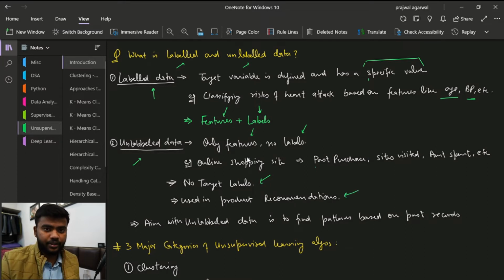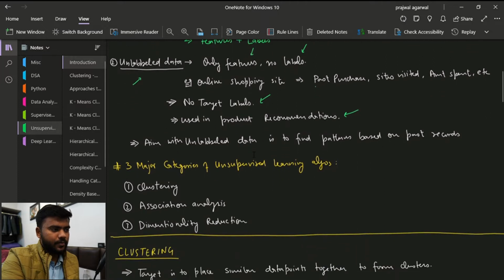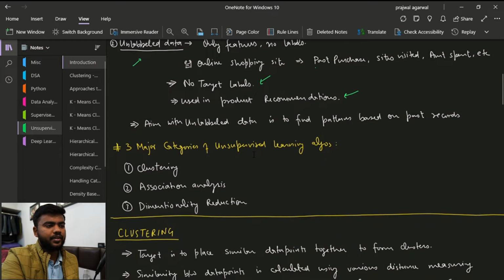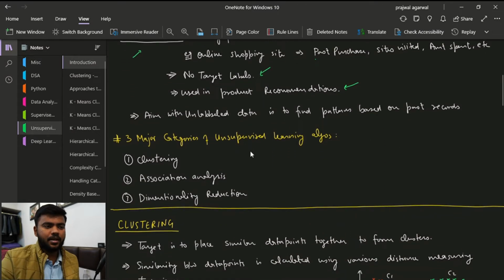How do we recommend products using unlabeled data? That we are going to discuss very soon. The aim of unlabeled data is to find the patterns based on the past records. This is the aim of unlabeled data.